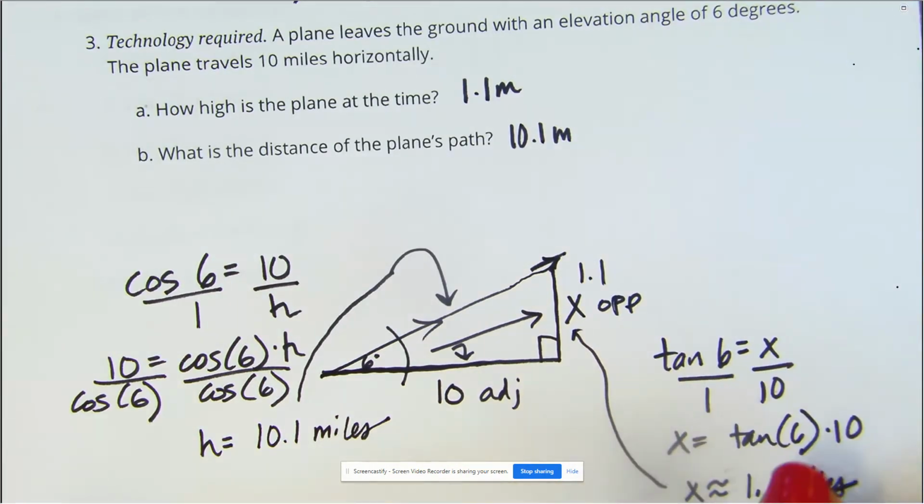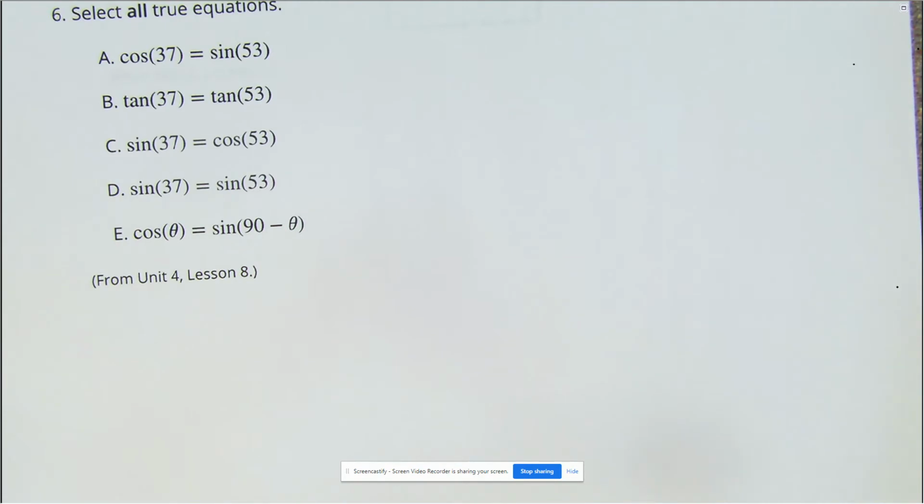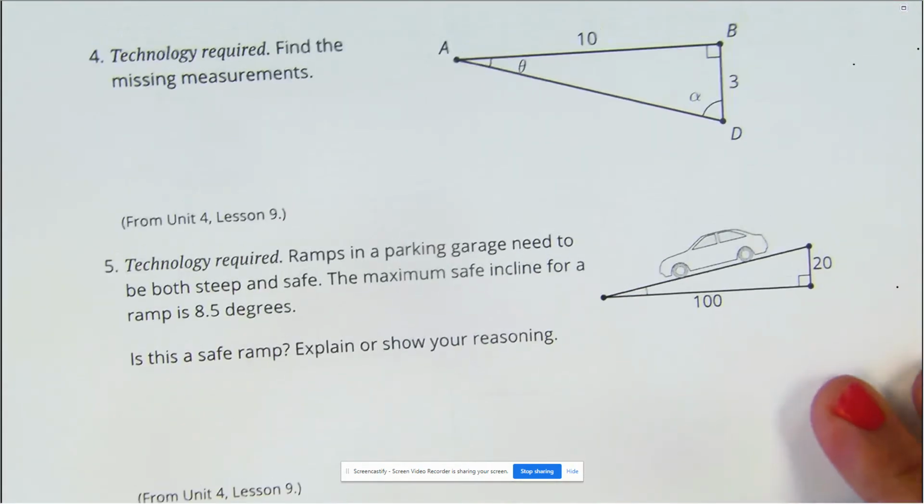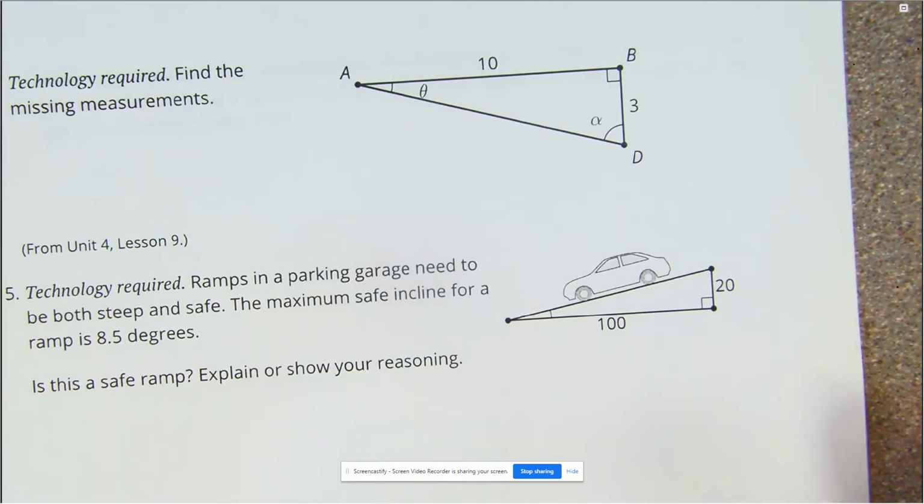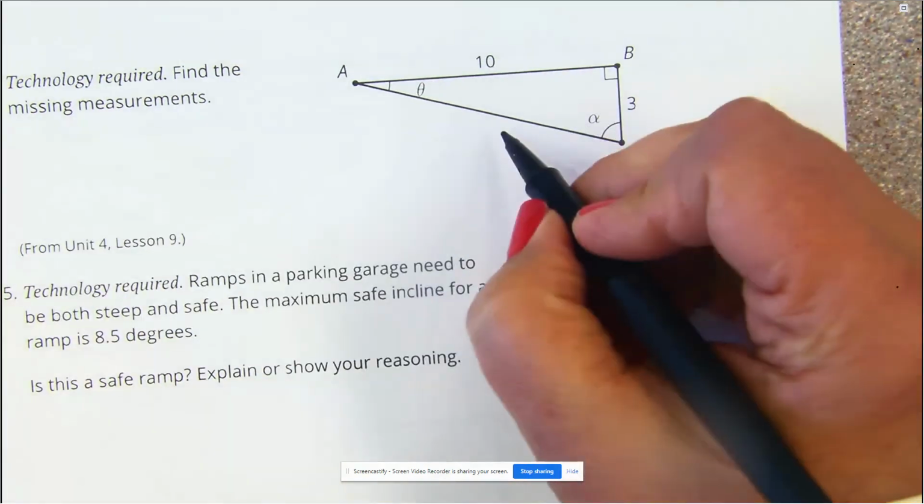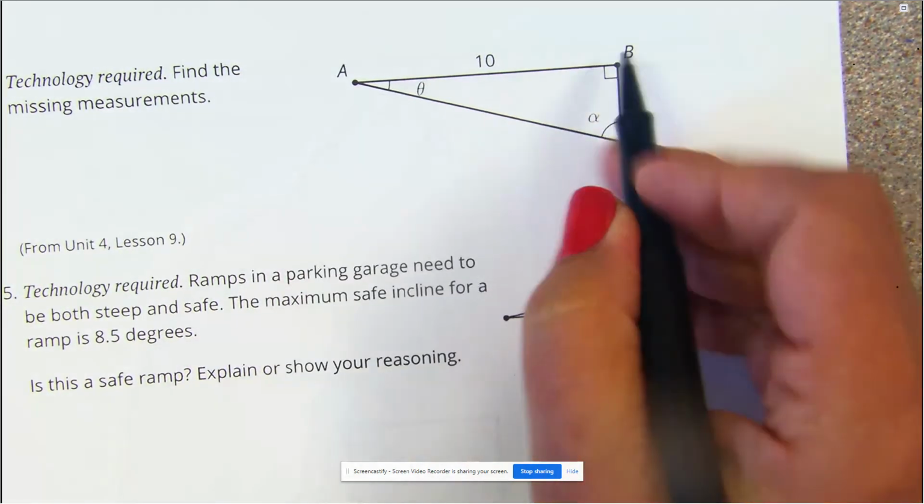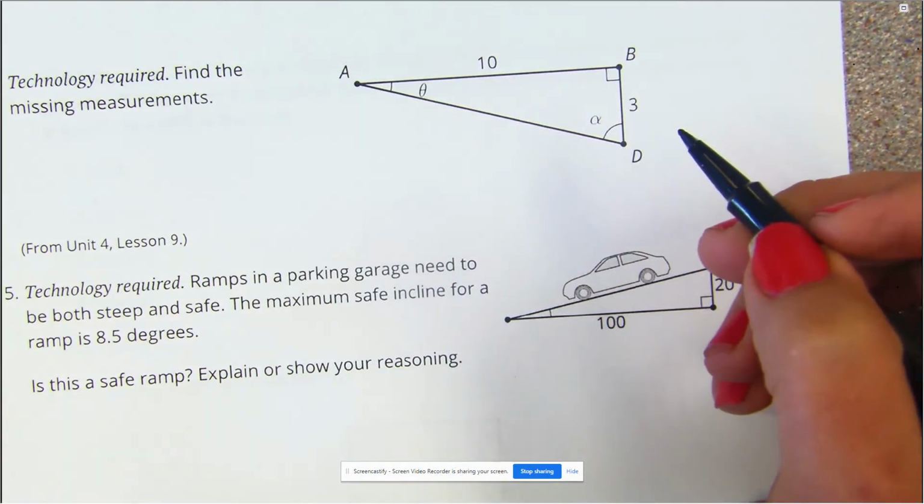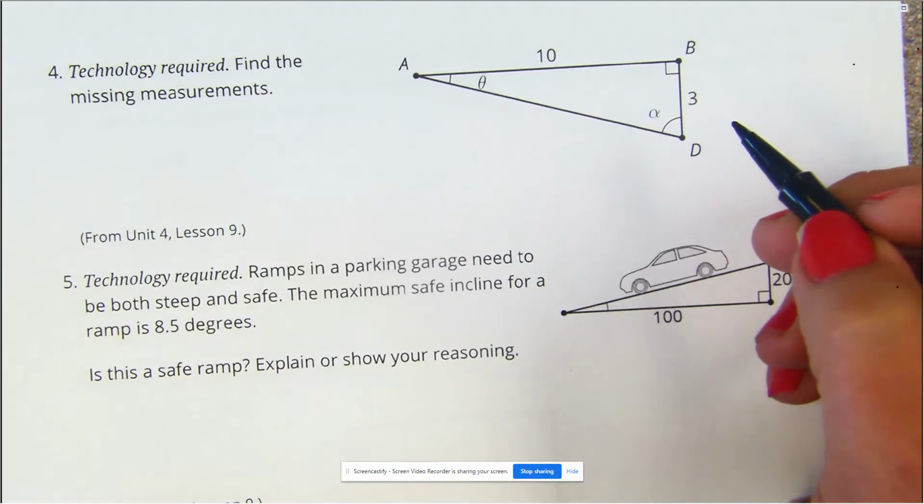All right. Number 4. On Desmos, there's a table here that helps you do this. It says find the missing measurements. So first of all, it doesn't matter what order, I'm going to find this hypotenuse, which would be side AD. I'm going to do Pythagorean theorem. You could find the angles first and then do trig. You could do whatever you wanted.